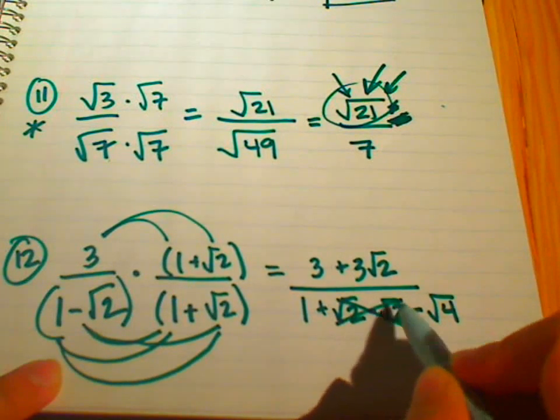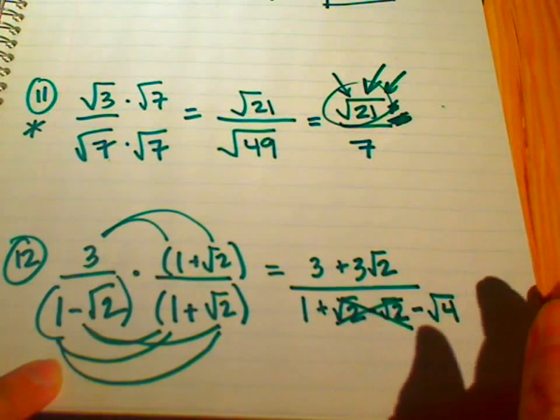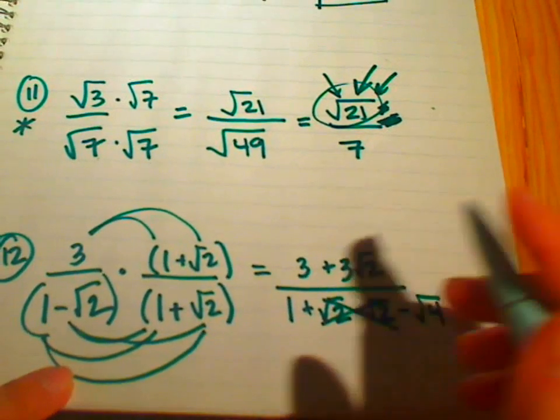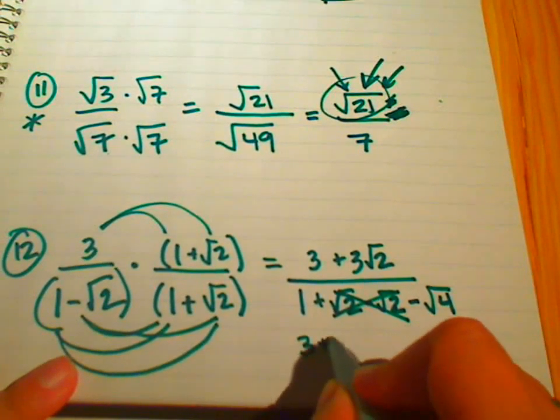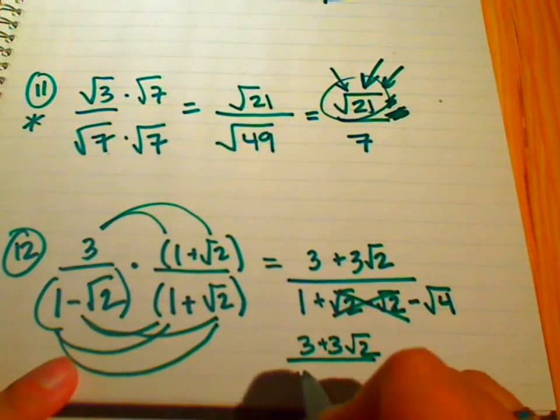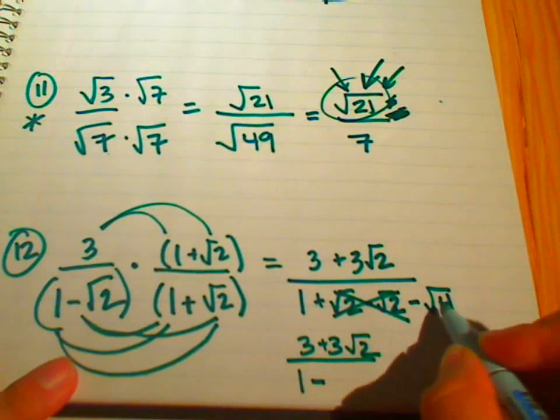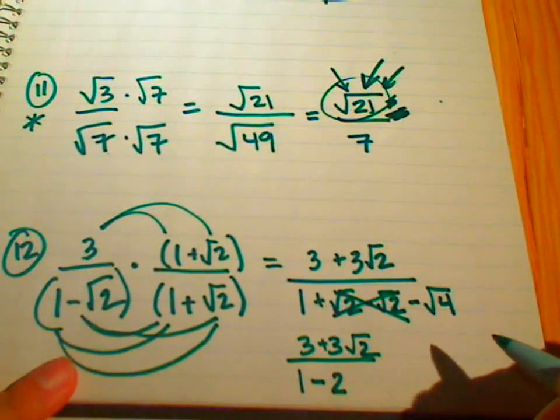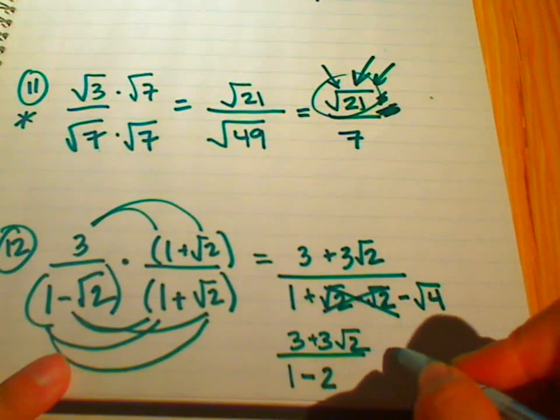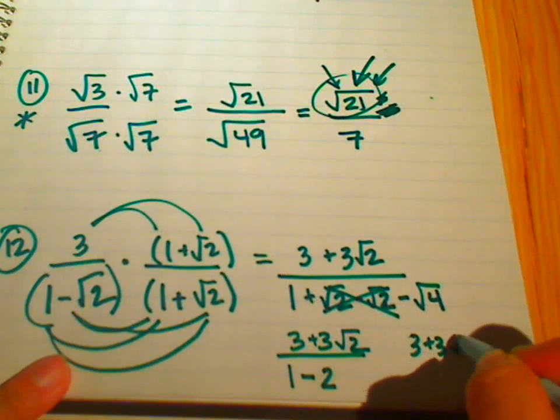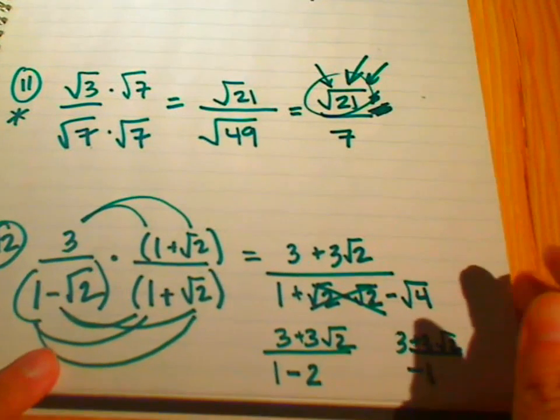The idea of the conjugate is that it does make part of this go away. Root 2 minus root 2 is a 0, so that does go away. So on top I have 3 plus 3 root 2 over 1 minus 2. Square root of 4 is just 2. So I have 3 plus 3 root 2 over negative 1.